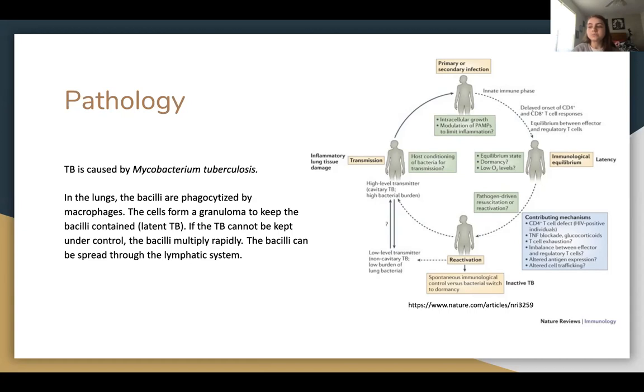And so that granuloma can either proceed to sterilization of the infection, where it will be latent TB, where it's not dividing, or it can continue to grow and release several thousand infectious bacteria into the lymphatic system. Due to it growing so much, you have so many that are released, and then the cell will lyse, and that's active TB, where it's continually growing and spreading.